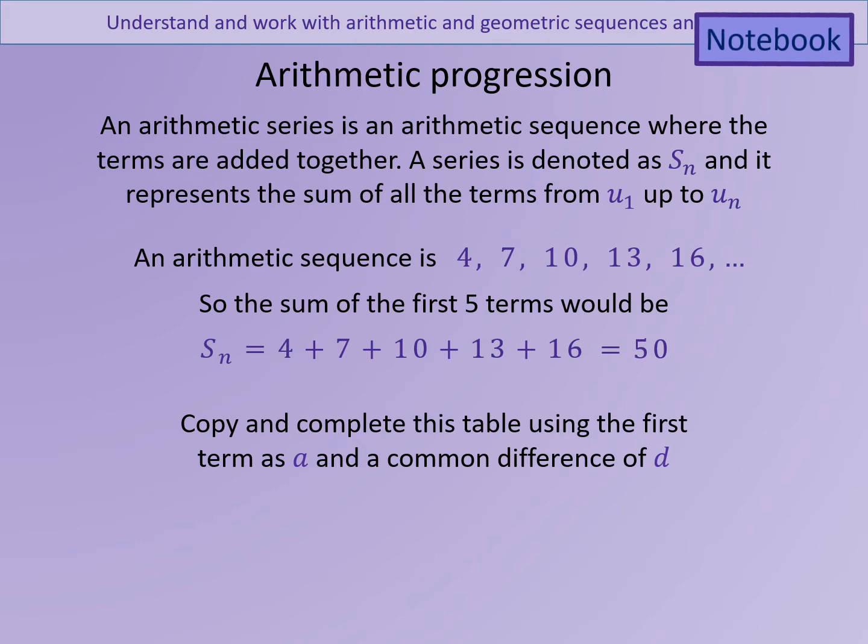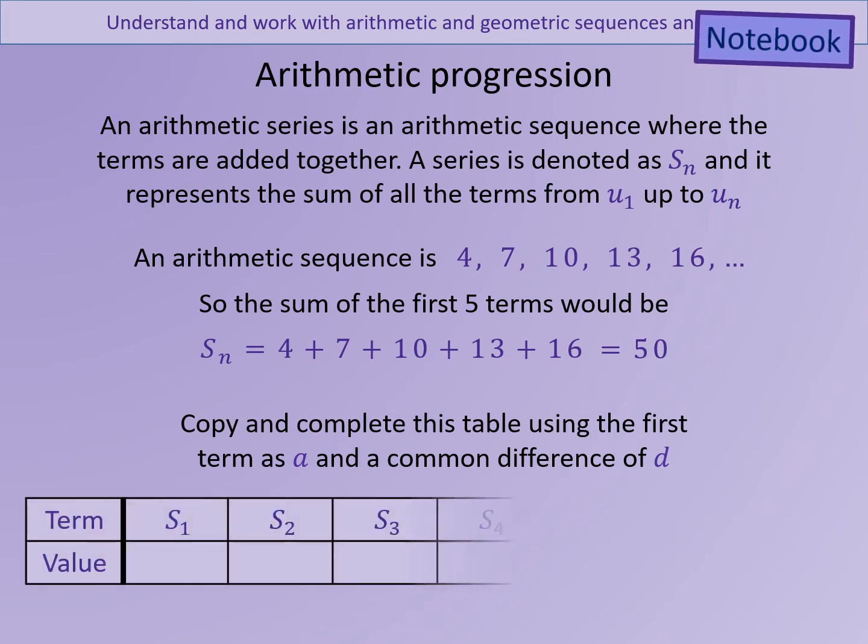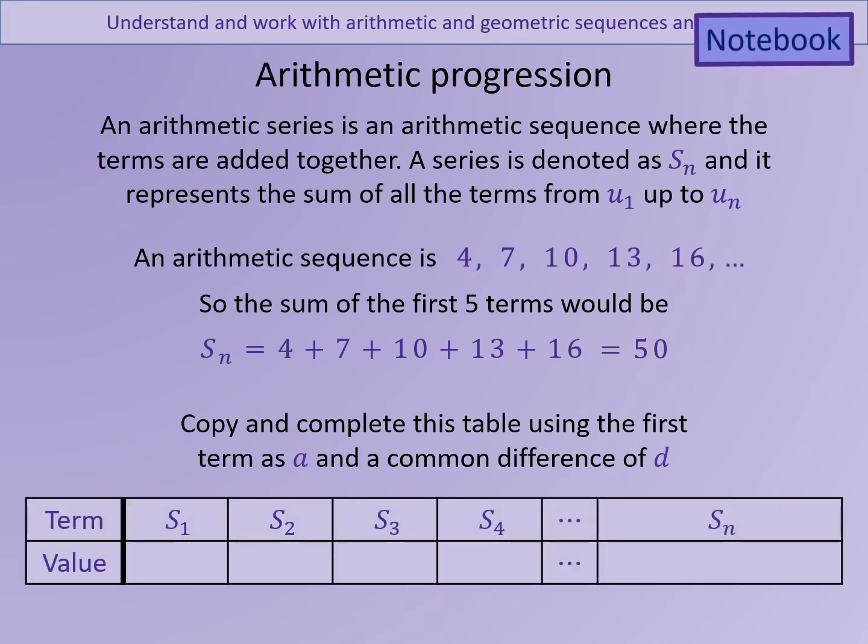Again, we're going to fill in a table using a and d to find the general formula. You might want to pause here and fill it in yourself. So we know that the sum of the first one term is just the first term, which is a, and the sum of the first two terms will be a plus the next term, which is a plus d. This adds up to 2a plus d.